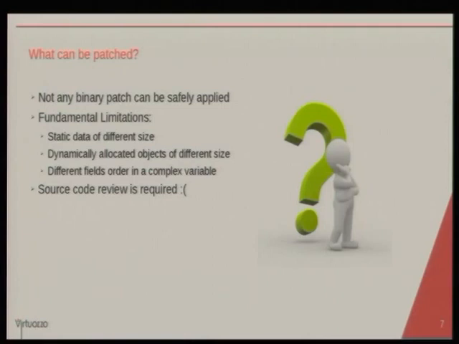So what can we patch? For those of you who know about live patching in the kernel, you probably know that it's a very limited functionality, and it applies to user space as well. So it's small changes, and these small changes have to fit into the area which doesn't violate some fundamental limitations. They can also be split into three different types. First, static data of different size.